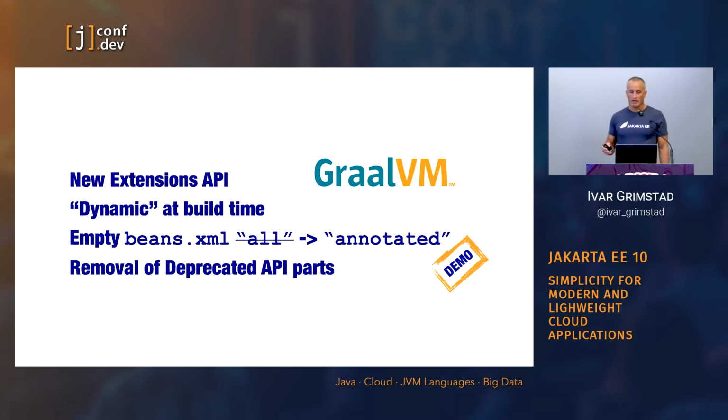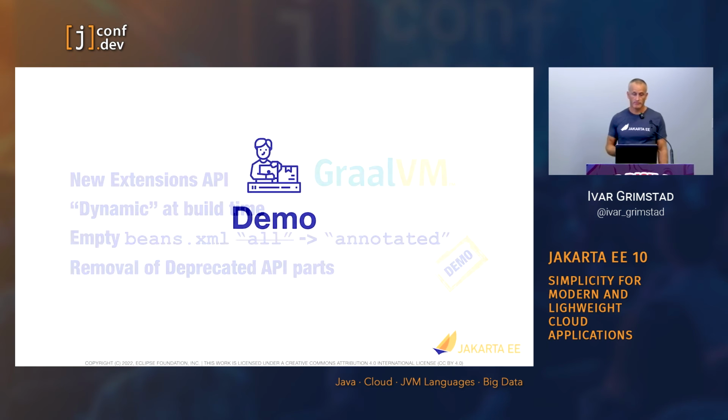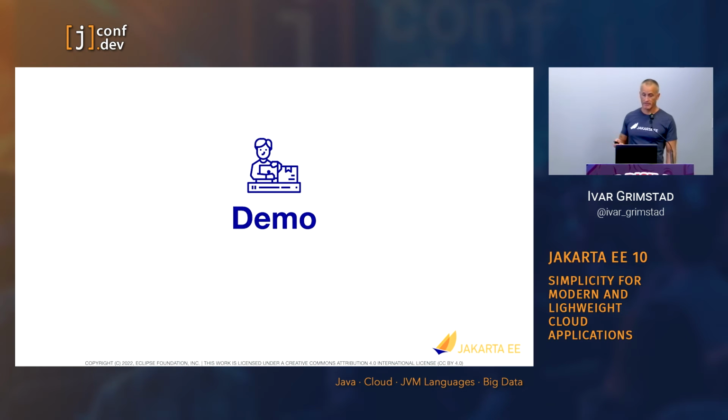That also made us need a new extension API, so we could have compatible extensions that were initiated at build time rather than at startup time, as the portable extensions are today. They also changed the behavior of beans.xml from all to annotated, and I'll show a demo of how this affects you. There is also removal of some deprecated API parts, and introduction of a new language model to support all of this. I'll demo this in a bit.